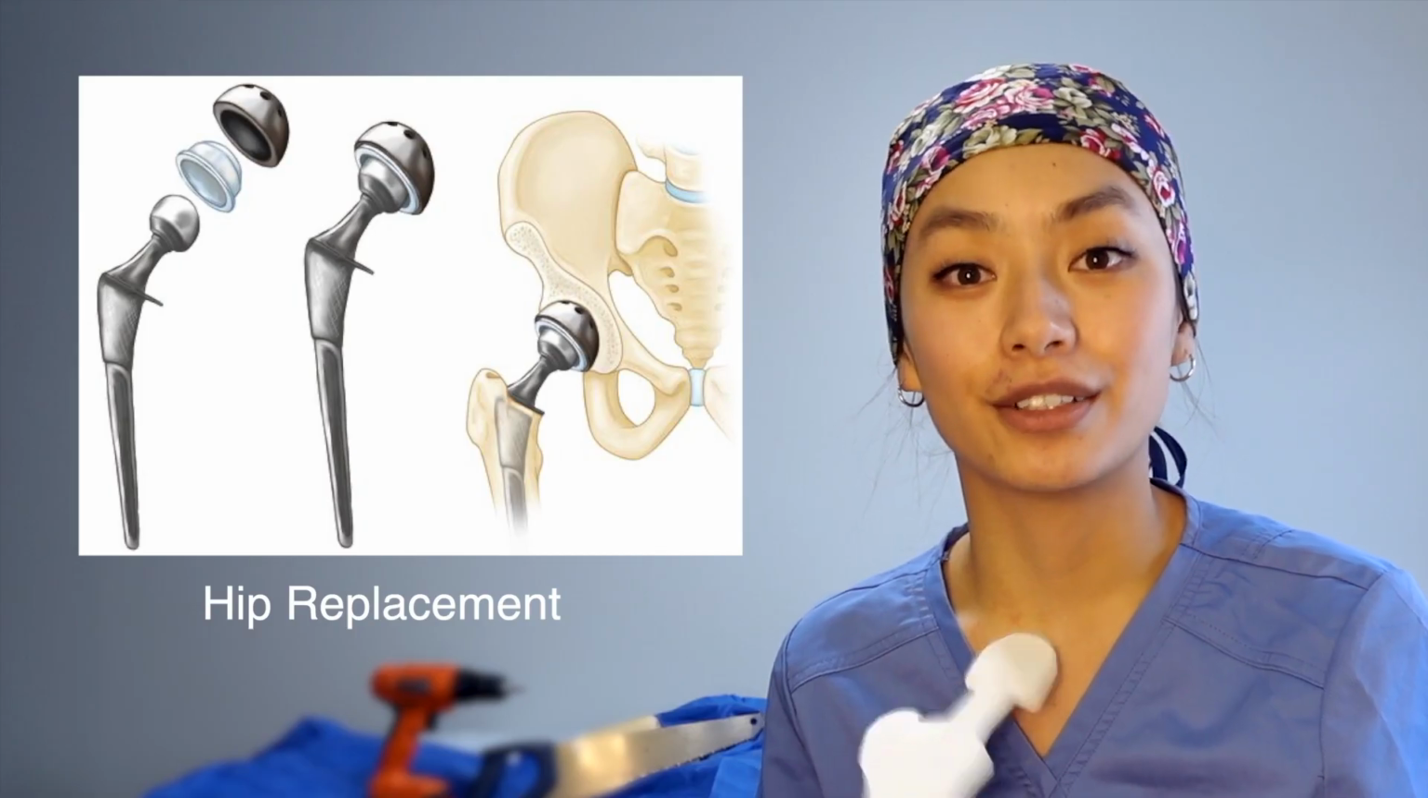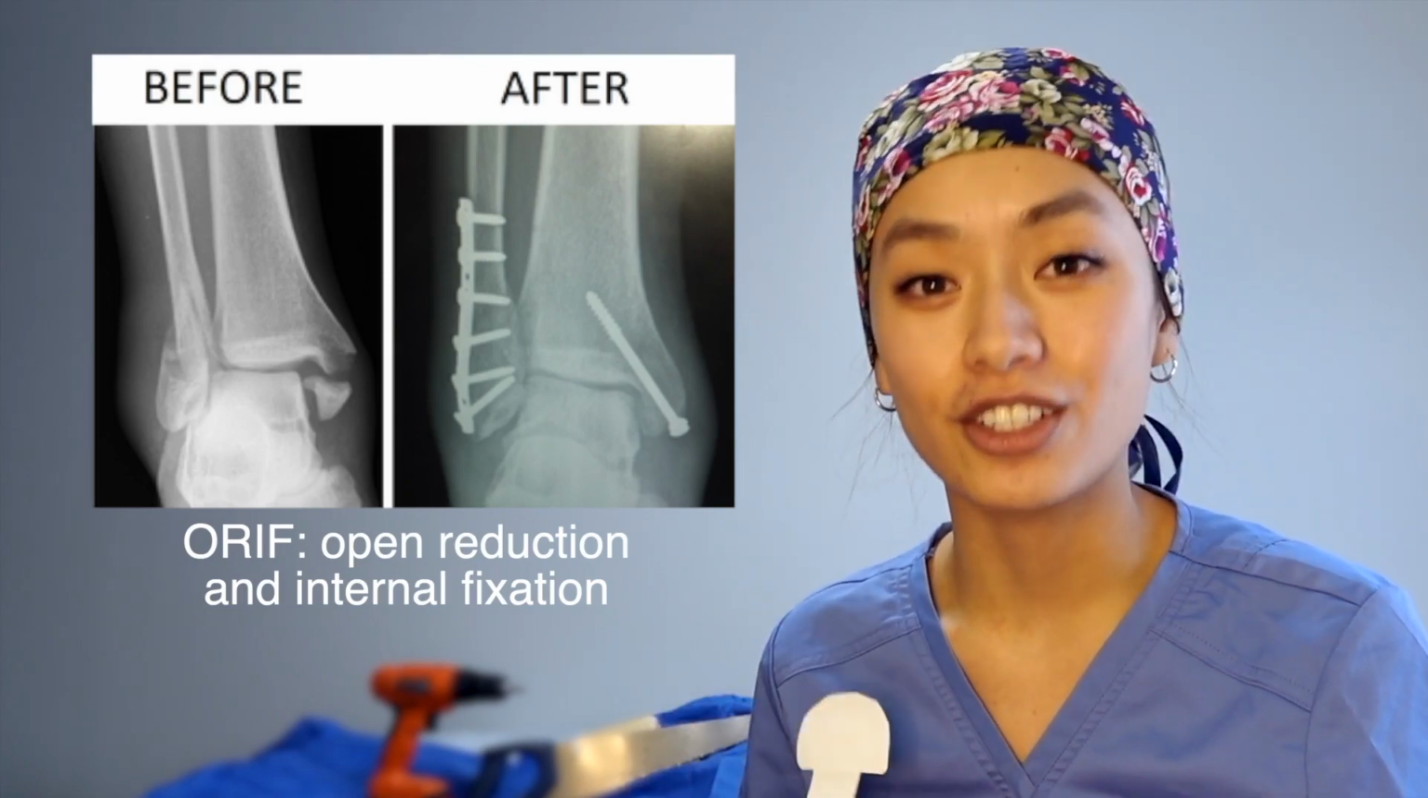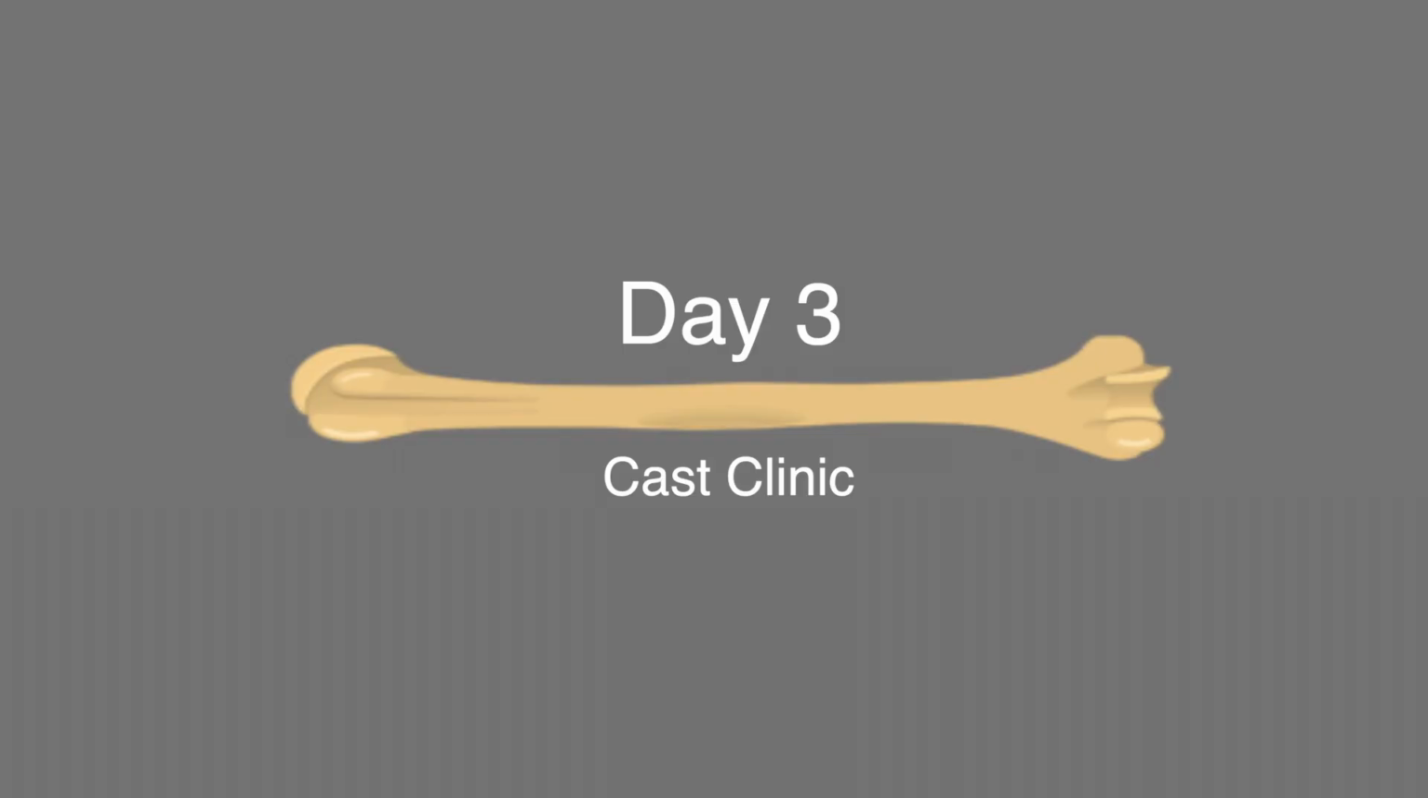Common procedures that I have seen while on orthopedic surgery include hip replacements, knee replacements, and a lot of open reduction and fixation, which is basically where you cut someone open who has a fracture and then you reduce the deformity and then you put plates and screws so that the fracture can heal.